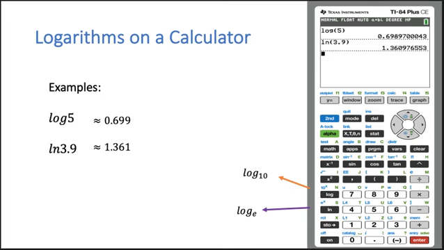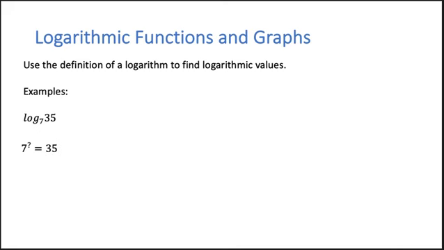So the next thing we're talking about is a problem like this. Just like I did before, I am asking you to use your definitions of logarithms to find these values. What's the log base 7 of 35? Well, 7 to what power is equal to 35? I have no idea. That's going to be a decimal. That's not one I can do in my head like the previous examples that I showed you. So what are we going to do?